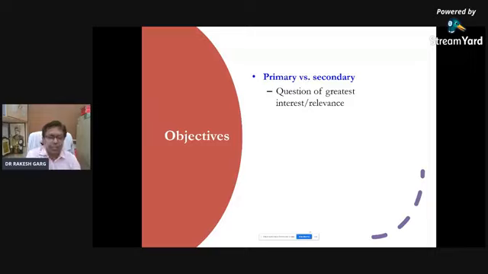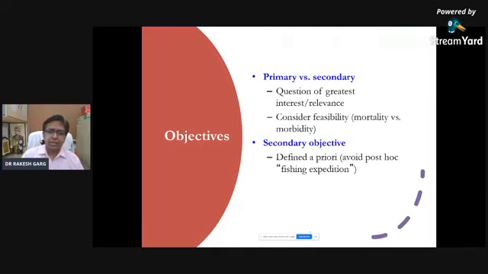When a research question turns into aims and objectives, look at the objectives here. The objectives could be primary and secondary. I always mention that nowadays we should not be looking for many primary objectives. Anything of greatest interest should be a single primary objective for the question, and consider its feasibility also. Secondary is something associated with the primary objective that is of some clinical relevance. Say this drug is better than drug B, but you're worried about some side effect, so it is relevant and you can put it as a secondary objective.